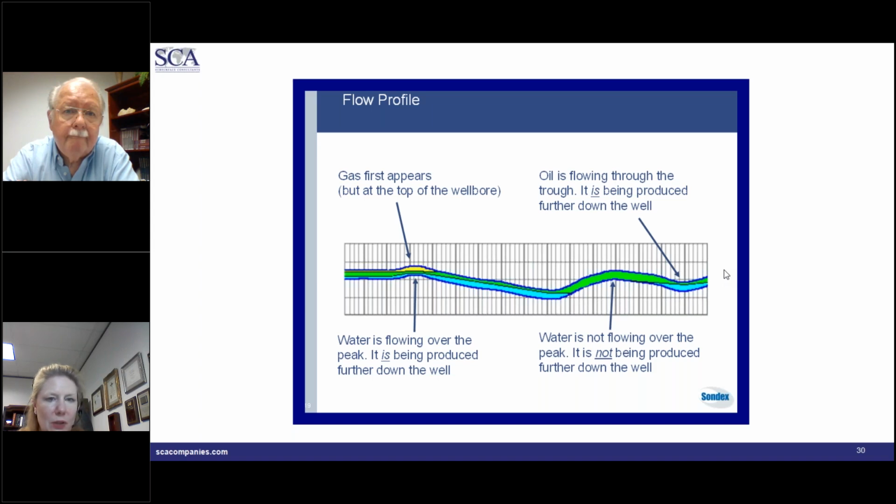So are these tools often used to determine contacts, oil water contacts, gas water contacts, that sort of thing?